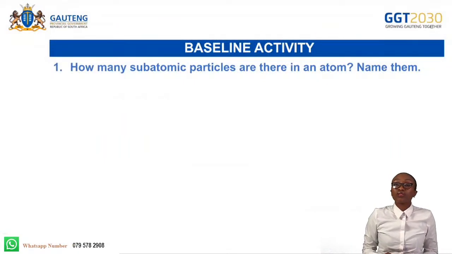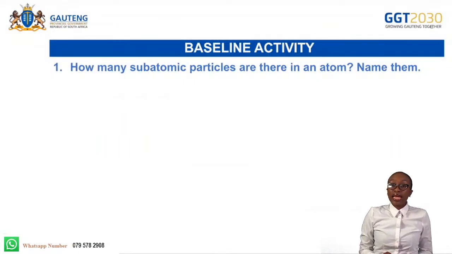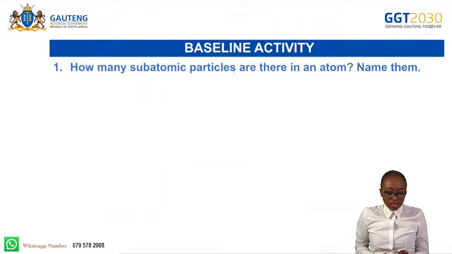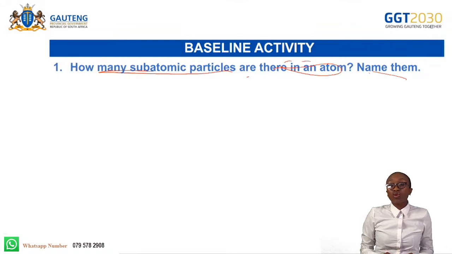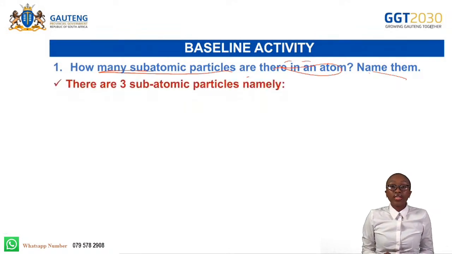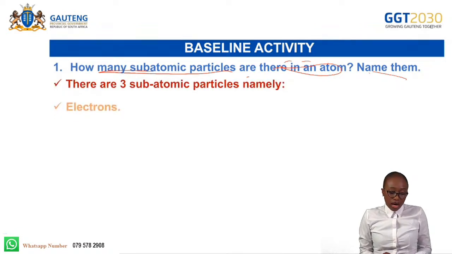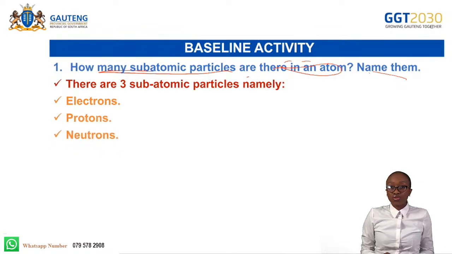Welcome back, learners. Now let's go through all the questions together as well as the solutions. The first question read, how many subatomic particles are there in an atom, and then name them. This is a two-part question. First you need to tell us how many subatomic particles are there in an atom, and then name them. How many are there? There are three. They are electrons, protons, and neutrons. Those are the names of the three subatomic particles in an atom.